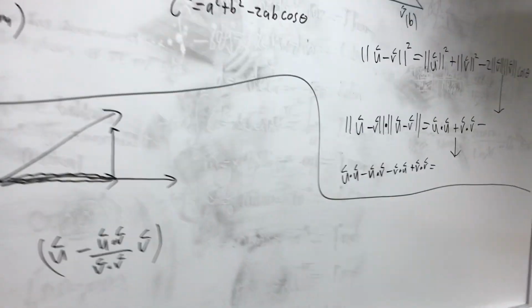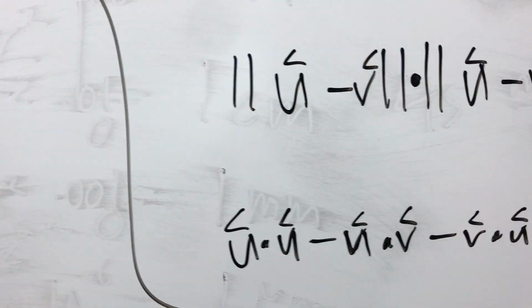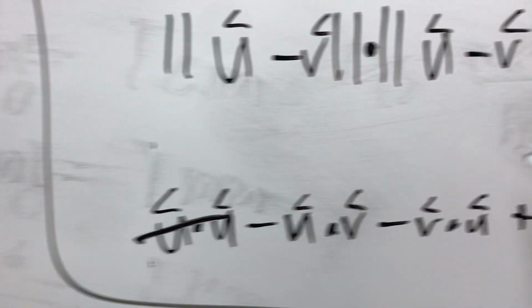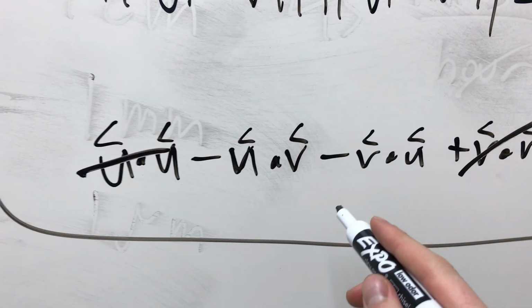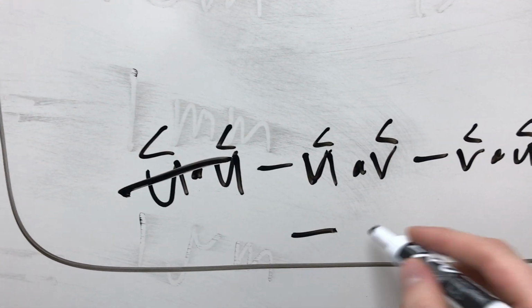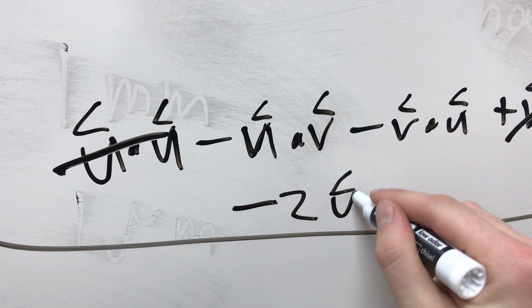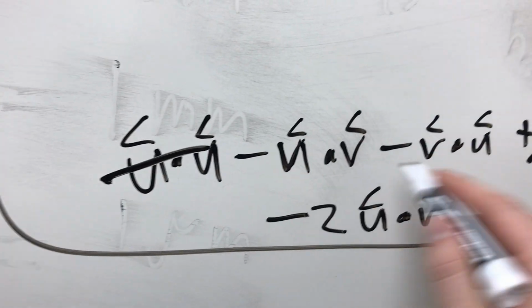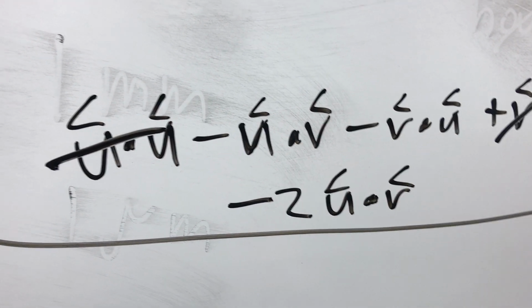Okay, so what this is going to end up looking like, let me grab my marker again. There's two u's on this side, there's two u's on this side. That means they cross out. Two v's on this side, two v's on this side. That means these cross out. What does this become? This becomes a negative 2 u dot v. Because those are the same thing, so it becomes negative 2 and it's u dot v. And they can go either way, it's commutative.